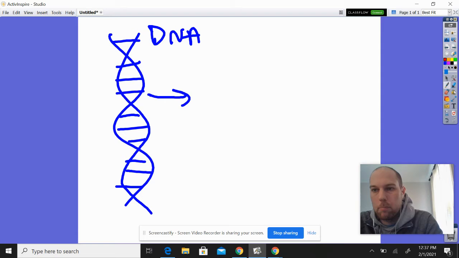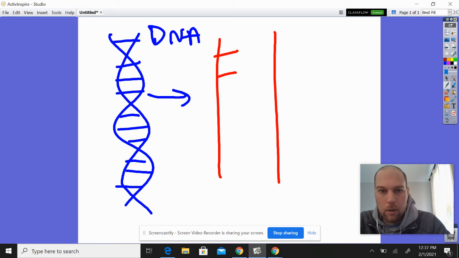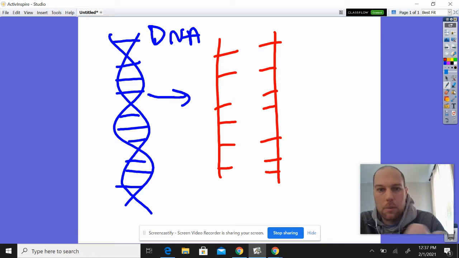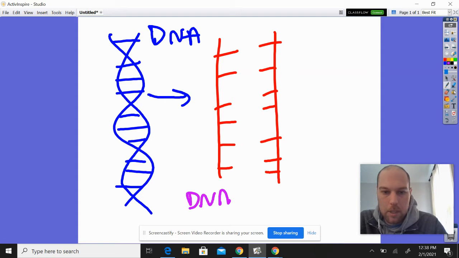What has to happen first is it needs to straighten itself out. Once it straightens itself out, it can then, I made it a different color, don't think I'm showing you something different here. It straightens itself out and it has to unzip basically, kind of like a zipper. It has to unzip down the middle. Once it does that, these are still your DNA pieces here.